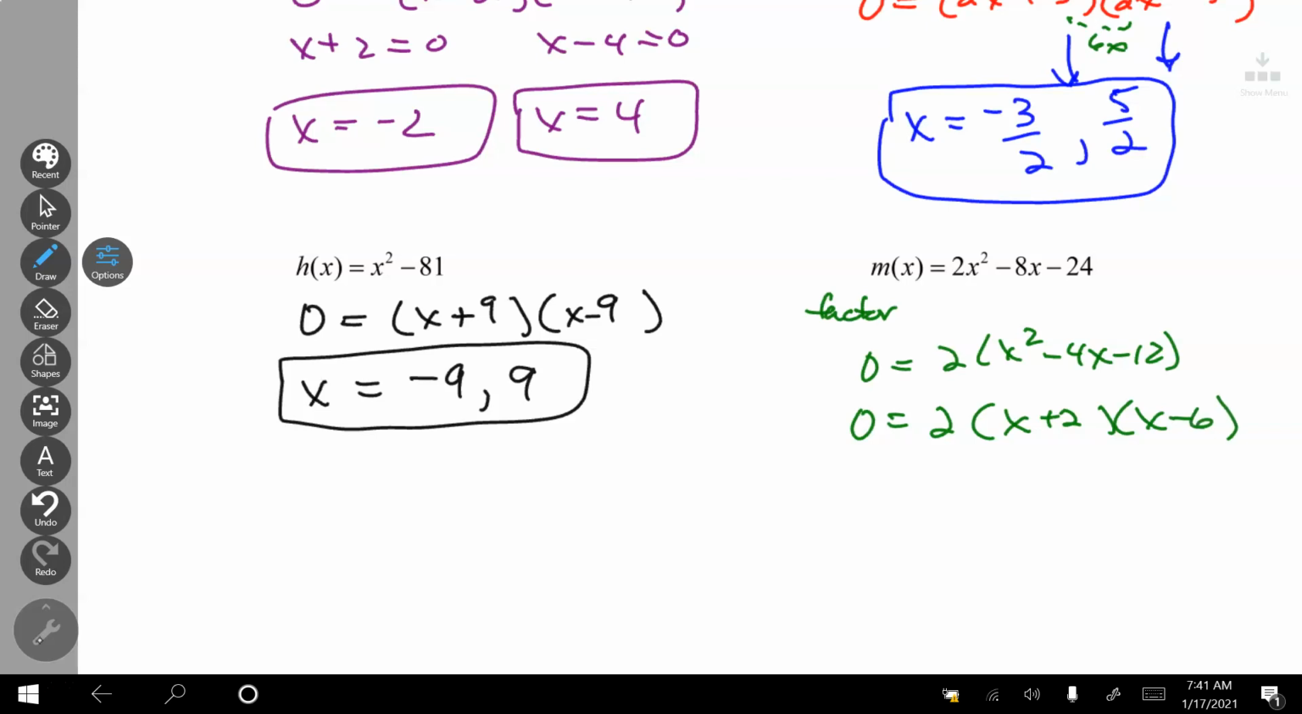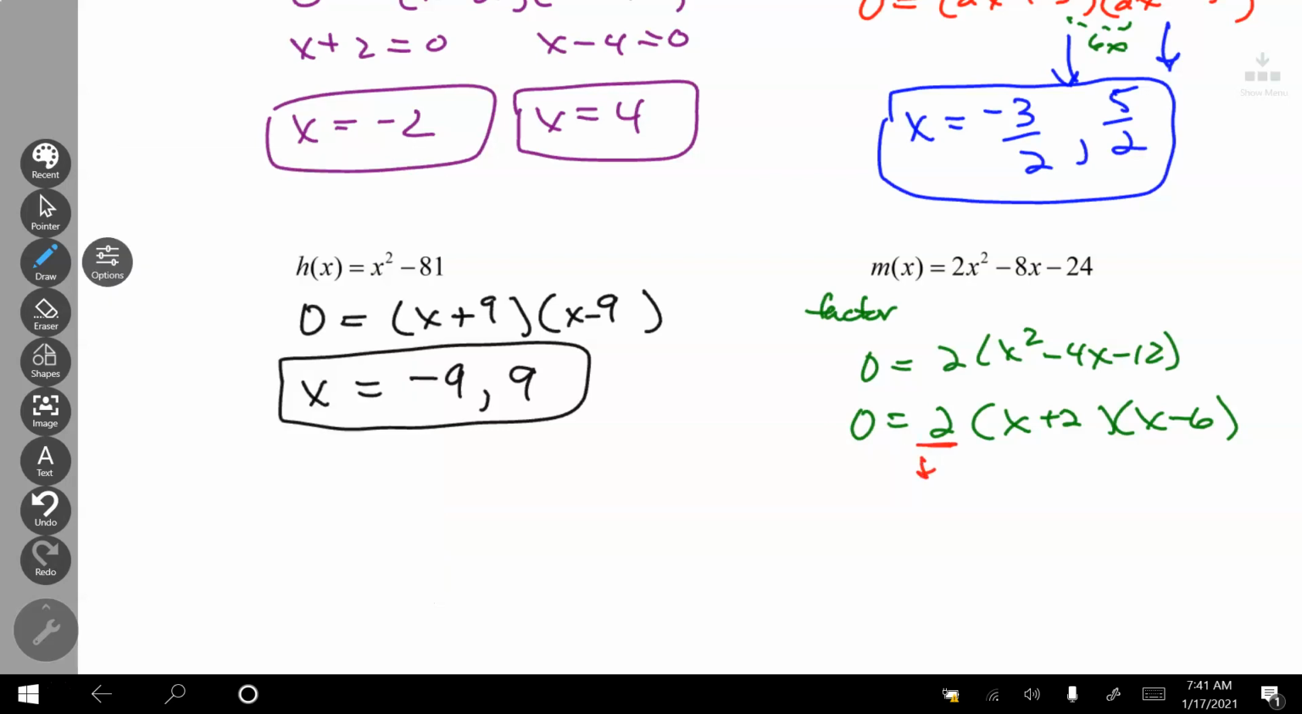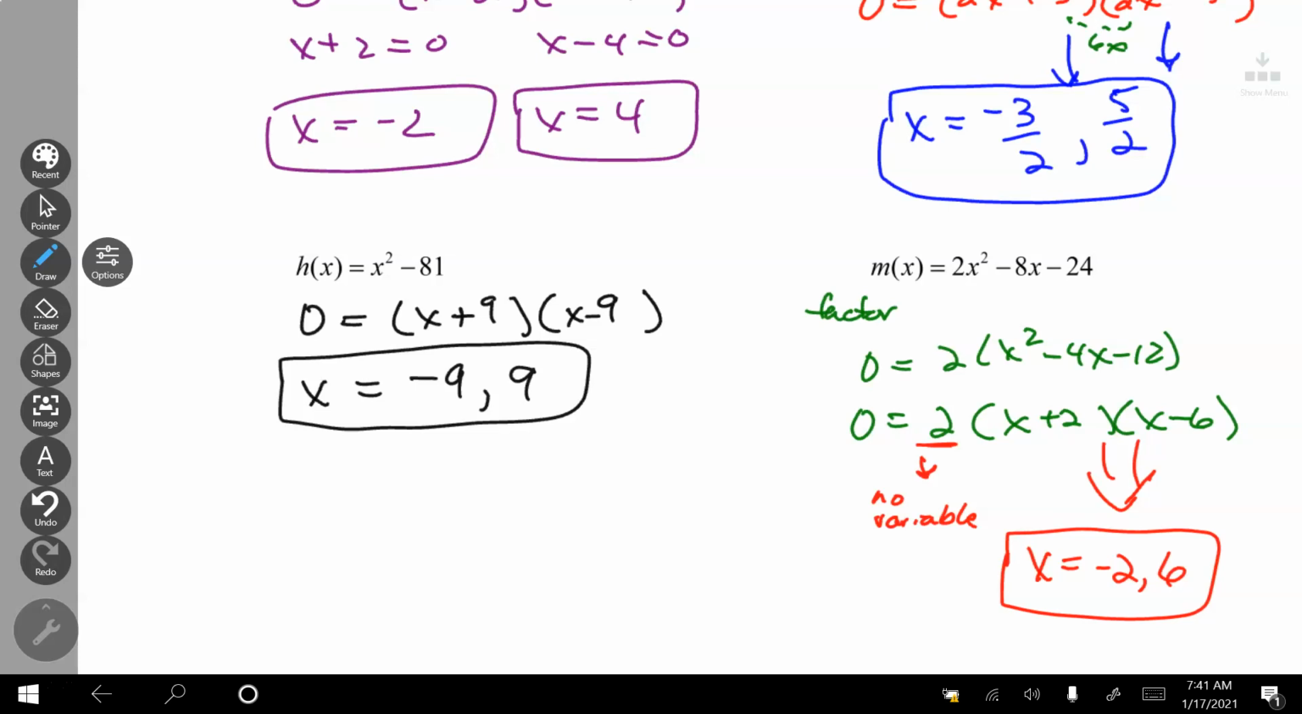Okay, now when we set them equal to 0, there's no variable in the 2, so I'm not ever solving that coefficient of 2 up front for x. I'm solving these guys for x. I get x equals negative 2 and positive 6. And again, a quadratic should only have 2 solutions.